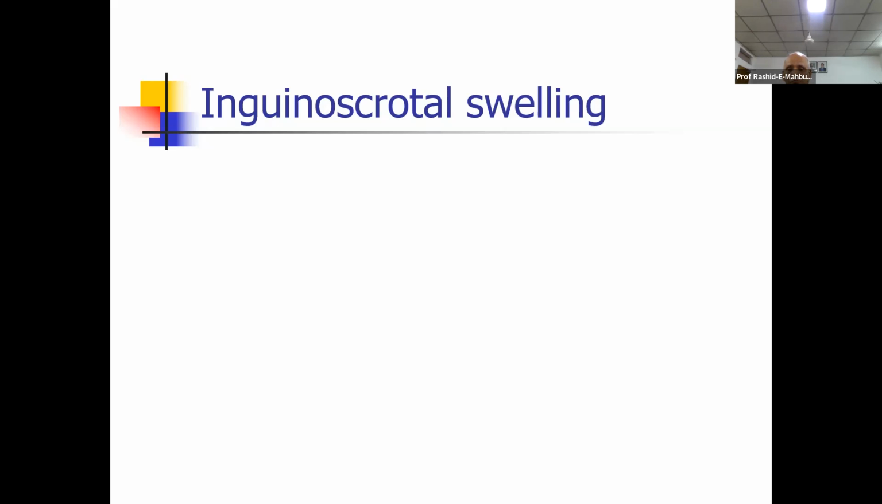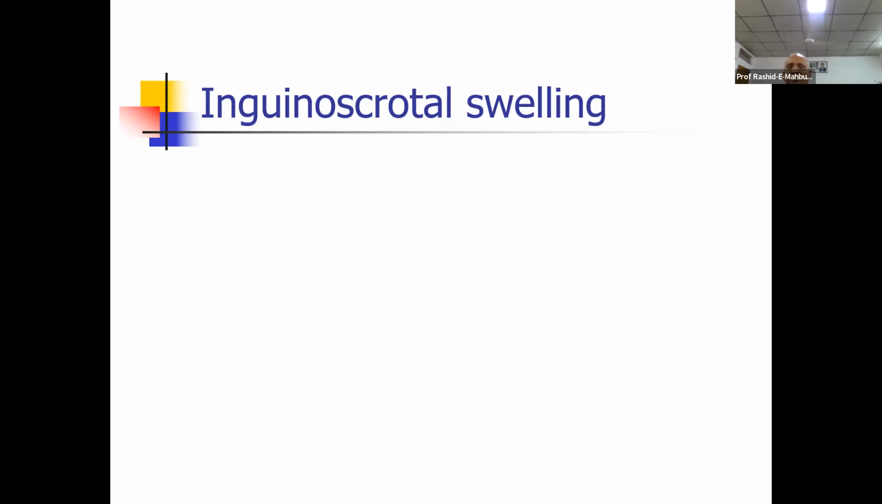If it is reducible, then it is a hernia. Hernia and hydrocele. In congenital hydrocele, there is a persistent peritoneal lengthening, and they can take fluid inside. So sometimes both may be present, hydrocele and hernia together in an inguinoscrotal swelling. So differentiating them is only by examination. It does not need a higher technique. So physical examination is very important.